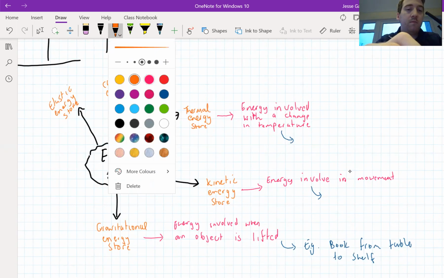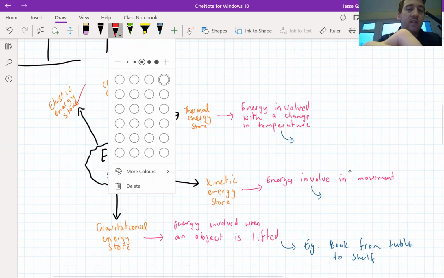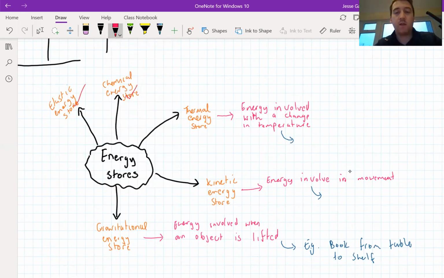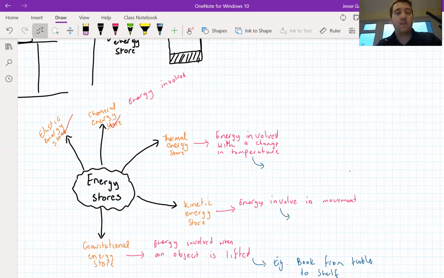So you should tick them to show that you know they're correct. And then if you can, explain what each of them is. The same way we did the other ones, it should start like this: energy involved. And obviously the elastic energy store is involved. You start it the same way. Okay, pause the video, try and explain what they are.